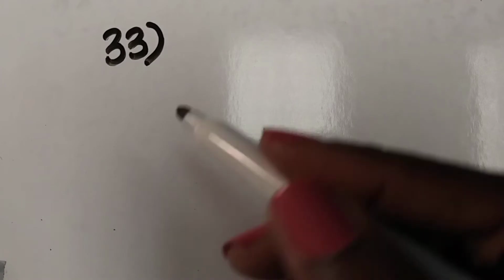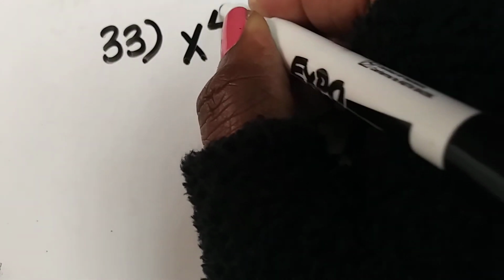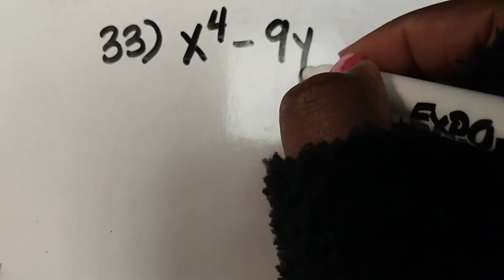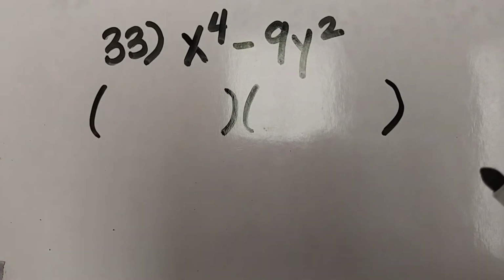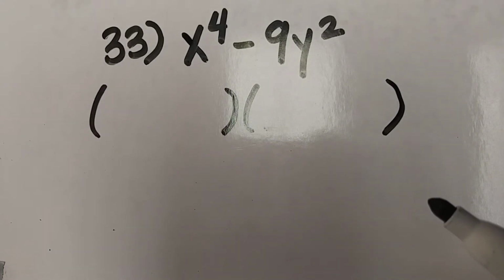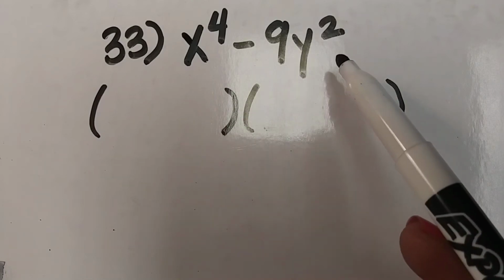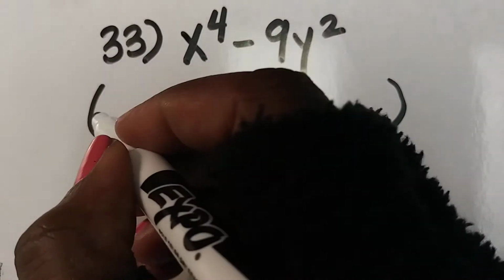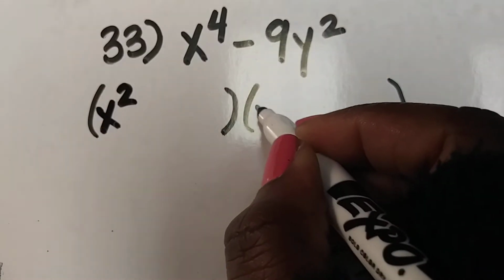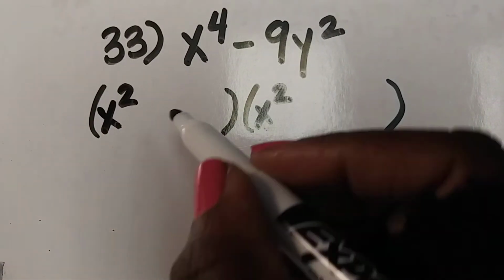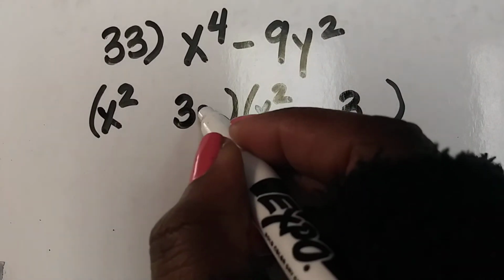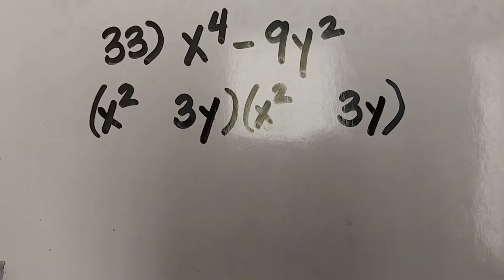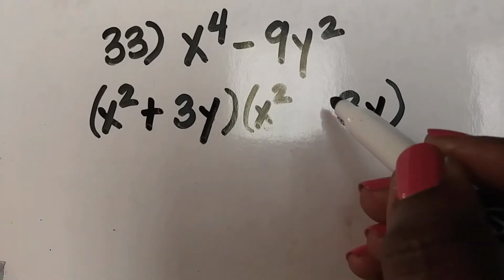Number 33. Factor each polynomial. I have x to the fourth minus 9y squared. These are also a difference of two squares because I can take the square root of both terms. The square root of x to the fourth gives me x squared and x squared. Square root of 9 is 3. Square root of y squared is y. I know y times y is y squared. And then the signs will be opposite of each other.